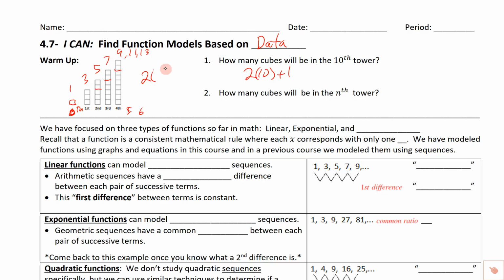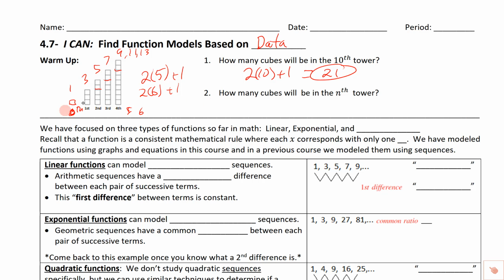So if I did 2 times 5, we're kind of predicting that should be an 11, and I add 1, I end up with, let's see, that would be 10 plus 1, so I end up with 11. Okay, so we're in good shape there. Let's try it for the 6: 2 times 6 plus 1. So that would be 12 plus 1, that would be 13. So I think this is going to work. We're going to end up with a 21. Okay, so that's how many there would be in the 10th tower.